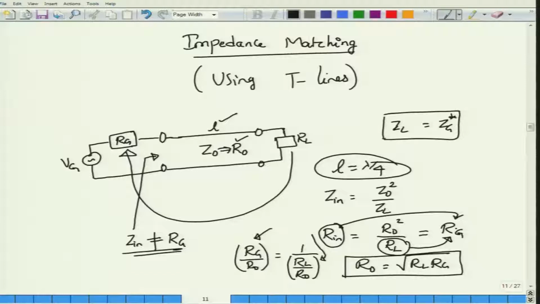So, in other words, if I use a lambda by 4 transmission line, then no matter what resistive load RL I connect, I can transform that into what is seen looking into Rg by suitably varying Z0. So you fix the transmission line length to lambda by 4, then vary R0 such that if you are matching Rg and RL, you simply have to take R0 equal to square root of Rg into RL. This is why this is called a quarter wave transformer.